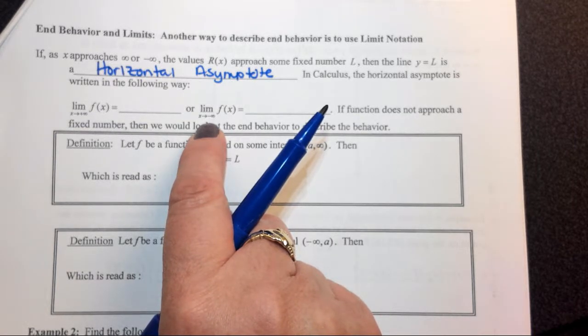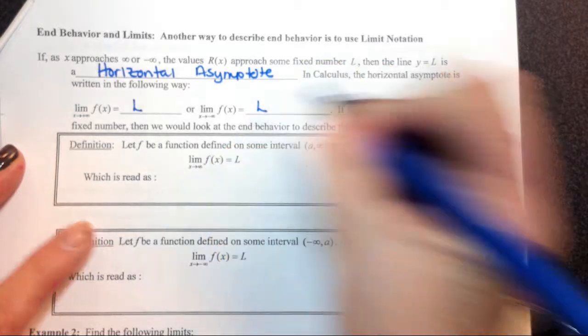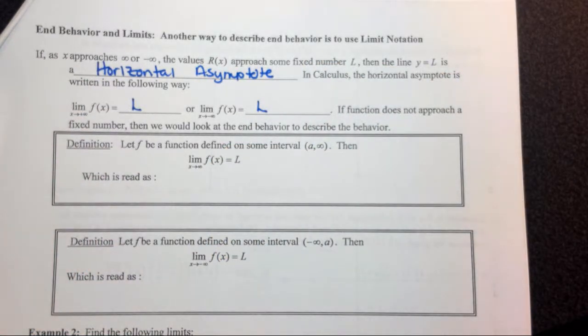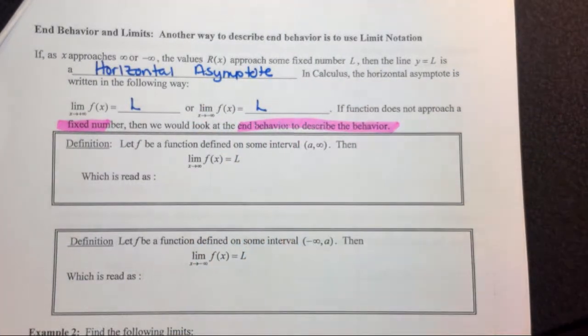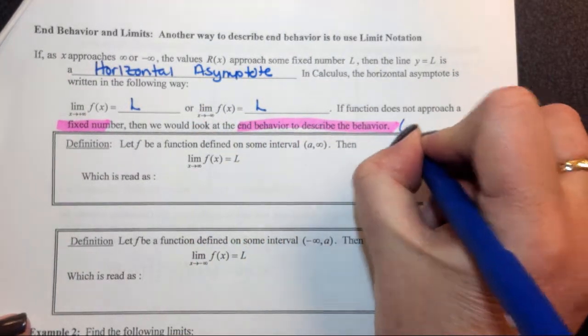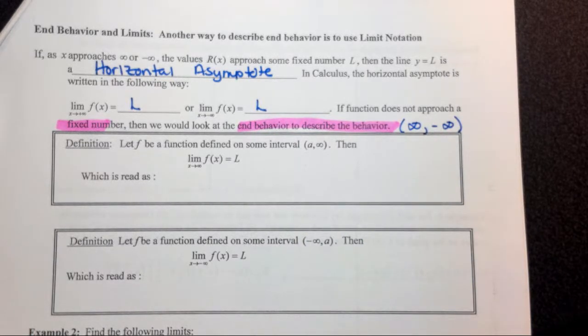What's happening on the left-hand side? What's happening on the right-hand side? If it's approaching a horizontal asymptote, then you'll actually get some number which we'll call L. So like I said, if the function does not approach a fixed number, then you look at the end behavior. It's either going to be positive or negative infinity. So don't be scared of this notation. All it's asking you about is end behavior.